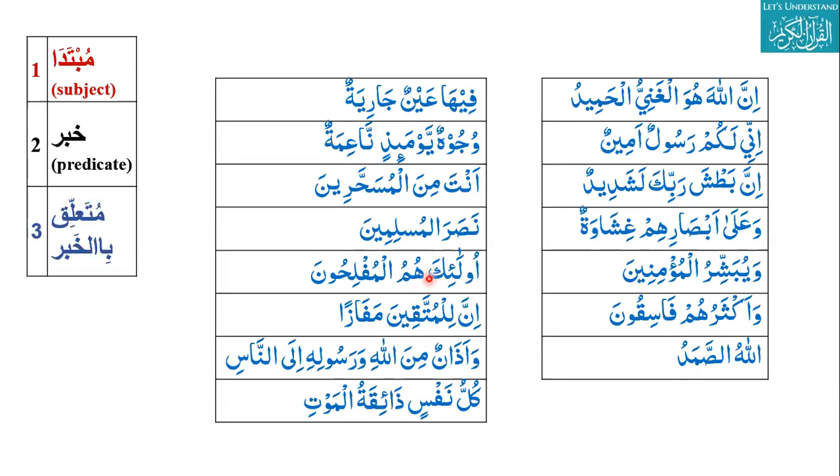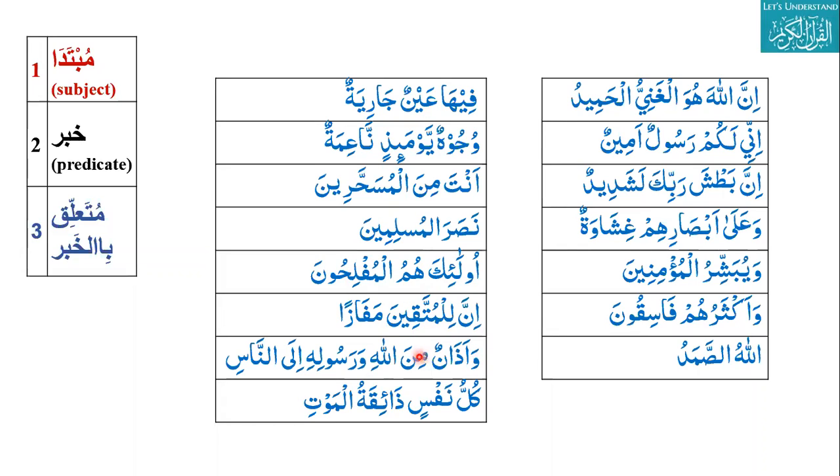Next is Ulaika humul muflihuna. Ulaika means those. Al-muflihuna, the ones who are successful. So here Ulaika is mubtada, hum is mubtada, and al-muflihuna is khabar. Okay. Next is inna lil muttaqina mafaza. Inna, and mafaza is mubtada. Lil muttaqina is mutallaq bil khabar, jar majroor. Very good.